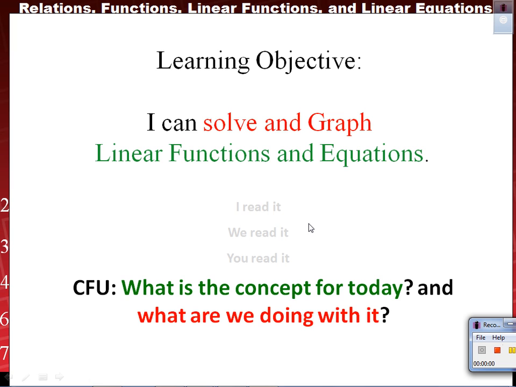Let's read together. 1, 2, 3. One more time. 1, 2, 3.